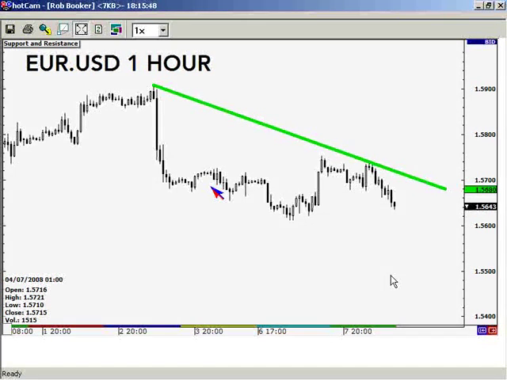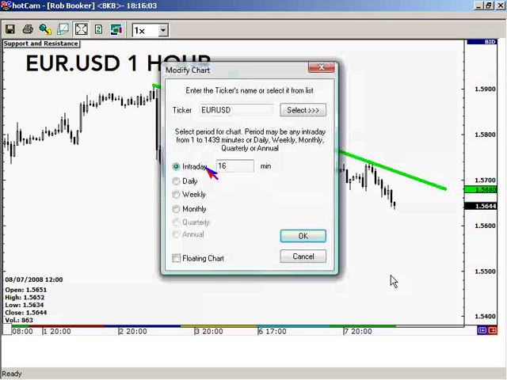Now, we don't draw the second trend line on the 1-hour chart. No. We go to a smaller time frame chart. Yeah. What do you say we go to the 16-minute chart? Can you do 16-minute charts? Yeah, I'll do the 16-minute chart. Why 16-minute, Dave? It's a multiple of 8.